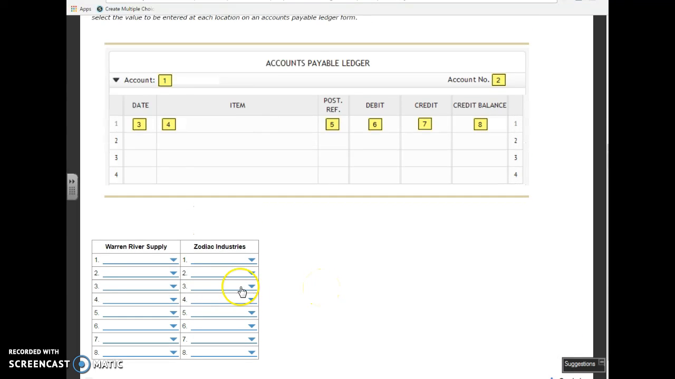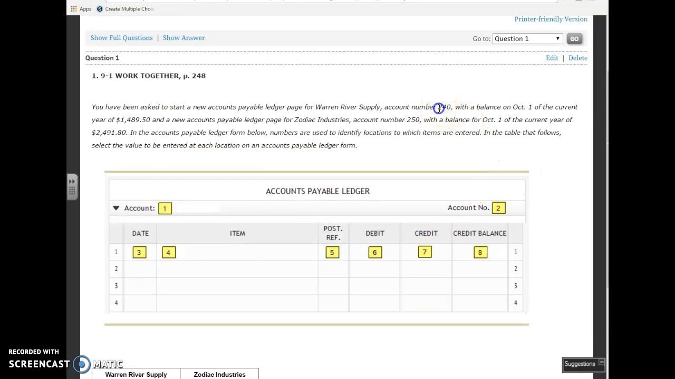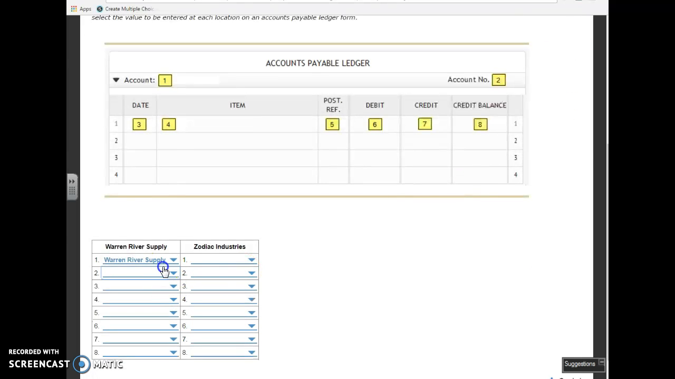So when it comes to this assignment, for example, for number 1, we would fill in the account name, and that account name is Warren River Supply, if we were doing it for our first company. Number 2, we would fill in the account number for that company, and they tell us up here that that account number is 240. Number 3, we'd be filling in the date, and they told us we are doing this all on October 1st.